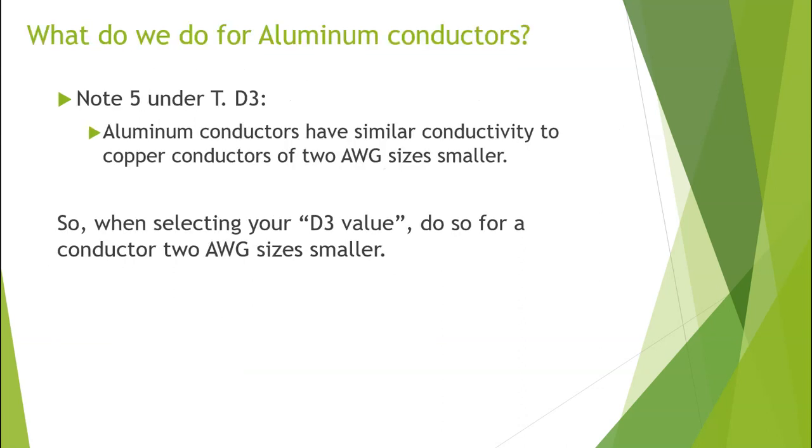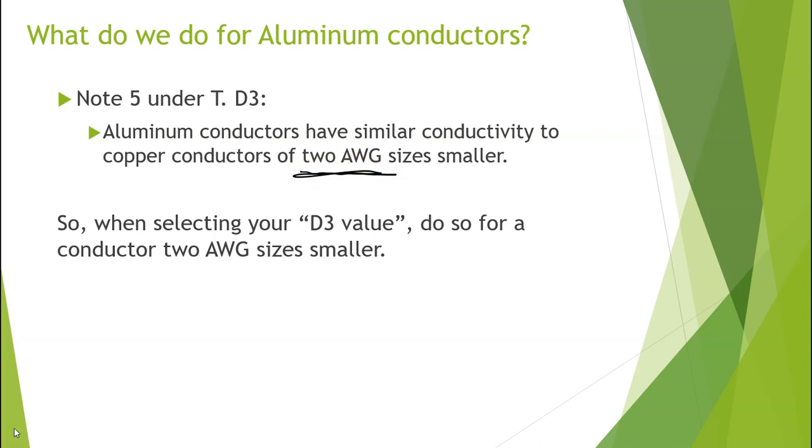Now let's take a look at one last example, and that is one where we're going to be using aluminum conductors. And before we actually start tackling the problem, I just want to point out how we deal with the issue of the aluminum conductor, because table D3 is based upon copper conductors. So, in note 5 of table D3, we see that aluminum conductors need to be treated as though they have a similar conductivity to a copper conductor that is 2 AWG sizes smaller.